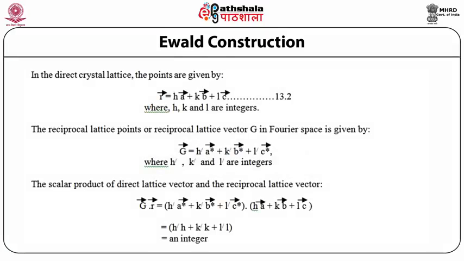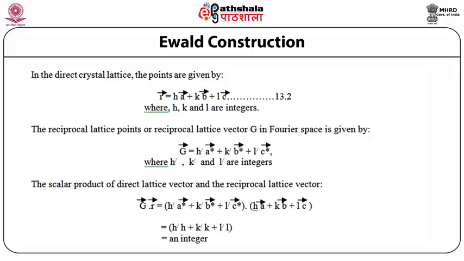In the direct crystal lattice, the points are given by R vector equal to H A vector plus K B vector plus L C vector, given as equation 13.2, where H, K, L are integers. The reciprocal lattice points or reciprocal lattice vector G in Fourier space is given by G vector equal to H prime A star vector plus K prime B star vector plus L prime C star vector, where H prime, K prime and L prime are integers.